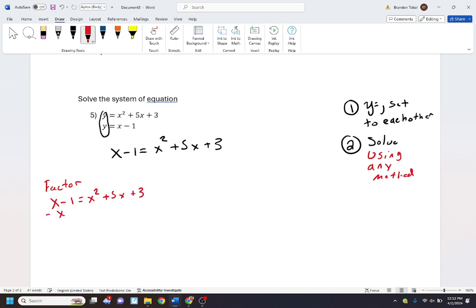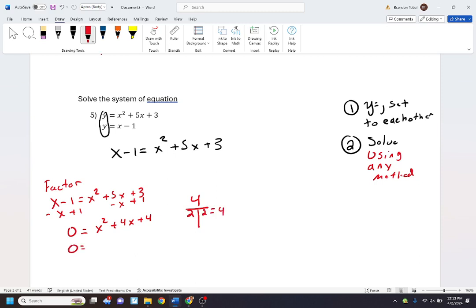So it's going to be subtract x, plus 1, plus 1. Then I get 0 equals x squared plus 4x plus 4. All I did is set it equal to 0. Then I asked myself, what multiplies to 4 that adds to 4? 2 and 2. So 2 times 2 equals 4.